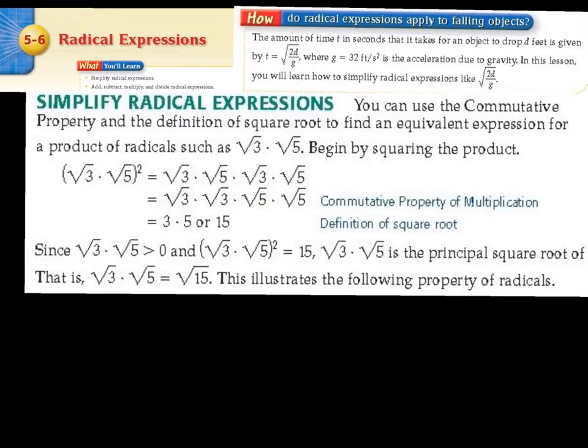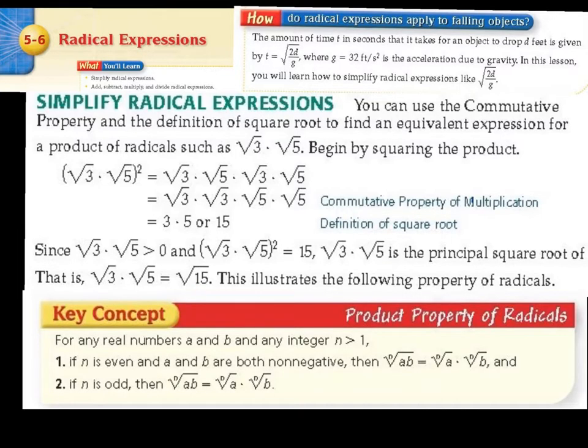This illustrates the following property of radicals. For any real numbers a and b, and any integer n greater than 1, if n is even and a and b are both non-negative, then the nth root of ab equals the nth root of a times the nth root of b, and if n is odd, then the nth root of ab equals the nth root of a times the nth root of b.